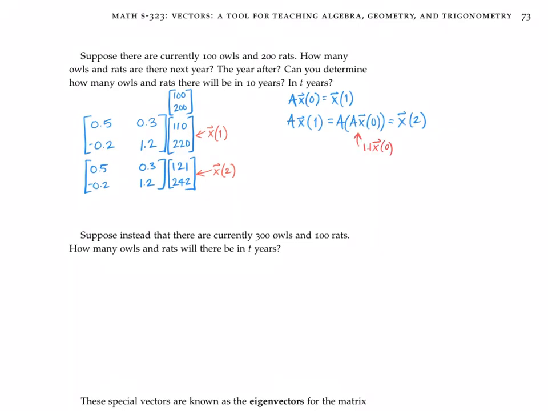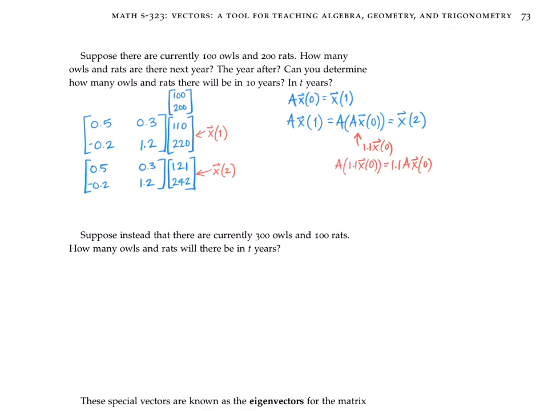So if you're taking A and having it act on 1.1 times x of 0? Well, by linearity, A acting on 1.1 times x of 0 is equal to 1.1 times A acting on x of 0. That's one of the properties of linearity. You can either scale the input, or the result would be the same as if you hadn't scaled the input and then waited and scaled the output.